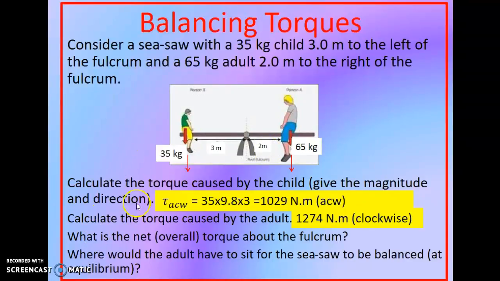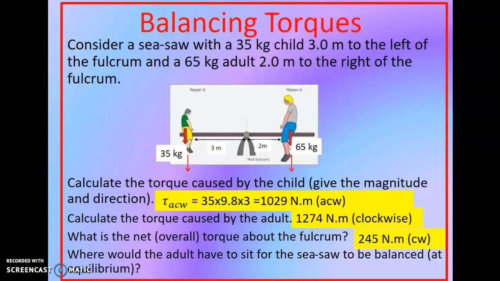Now we need to work out the net or overall torque about the fulcrum. So that's what's happening in the anti-clockwise direction, take away what's happening in the clockwise direction, and we end up with an overall net torque of 245 Newton meters clockwise. So the next question asks, where would the adult have to sit for the seesaw to be balanced?